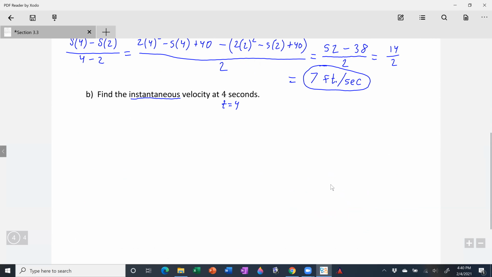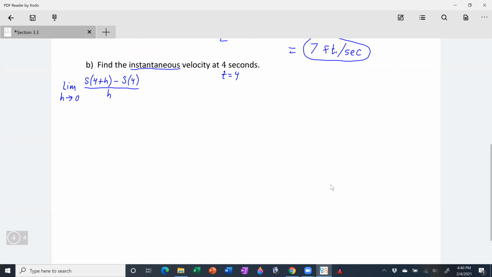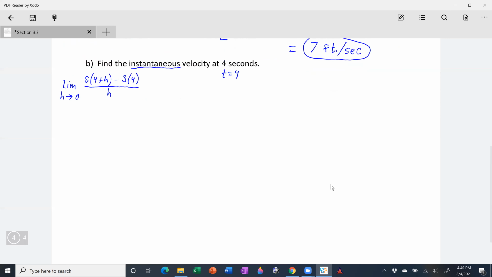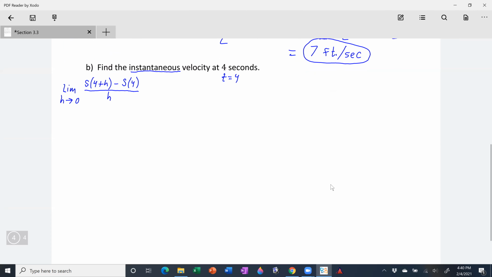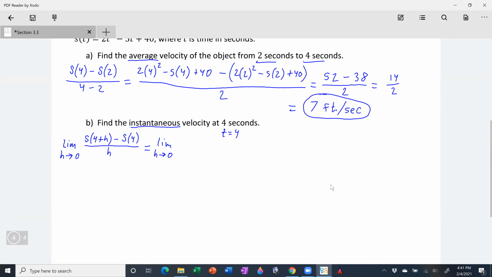So let's write this all down. Instantaneous velocity, we're going to have the limit as h approaches 0 of s of 4 plus h minus s of 4 all over h. Okay, and this process is pretty long, so there's a lot of space here, but I'm going to use it all. So here we go. It's a little bit tricky. Make sure that you write the limit each time until you actually plug in 0.